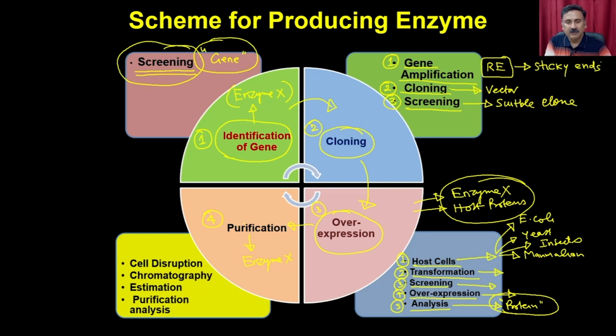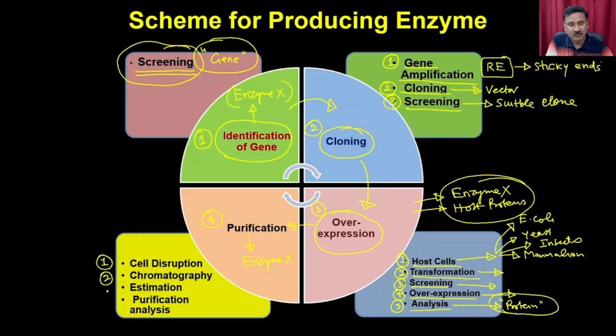Now, when you want to do the purification, you again have multiple steps. In step number 1, you do the cell disruption. In step number 2, you perform different chromatography techniques, such as ion exchange chromatography, hydrophobic interaction chromatography, gel filtration chromatography, or sometimes affinity chromatography.